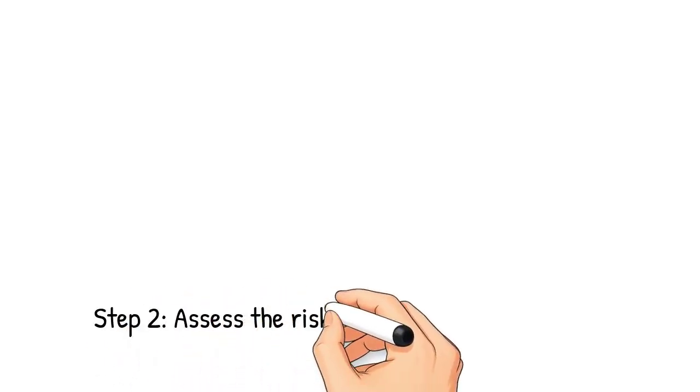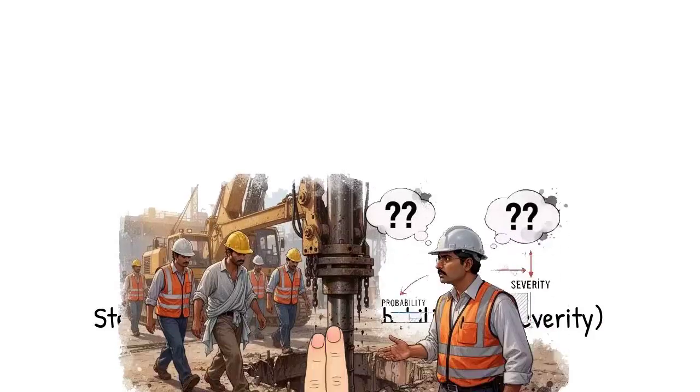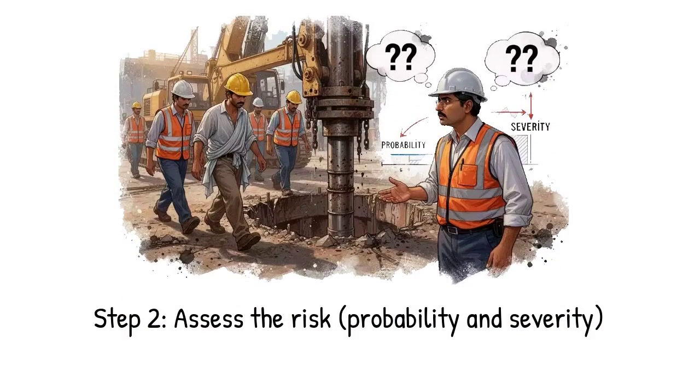Step 2. Identify the risk. Risk is about probability plus severity. Ask, how likely is it that someone's clothing will get caught? How severe would the injury be if it happens? If workers pass very close, wear loose clothing, and there are no guards, the risk is high.